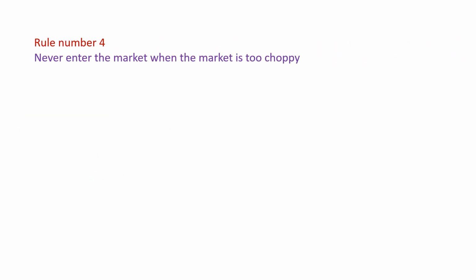Rule number 4: never enter the market when the market is too choppy. A choppy market is a market without any clear direction. Choppy markets can present themselves after an extended bull or bear market has been in place. Choppy markets are tough to trade.